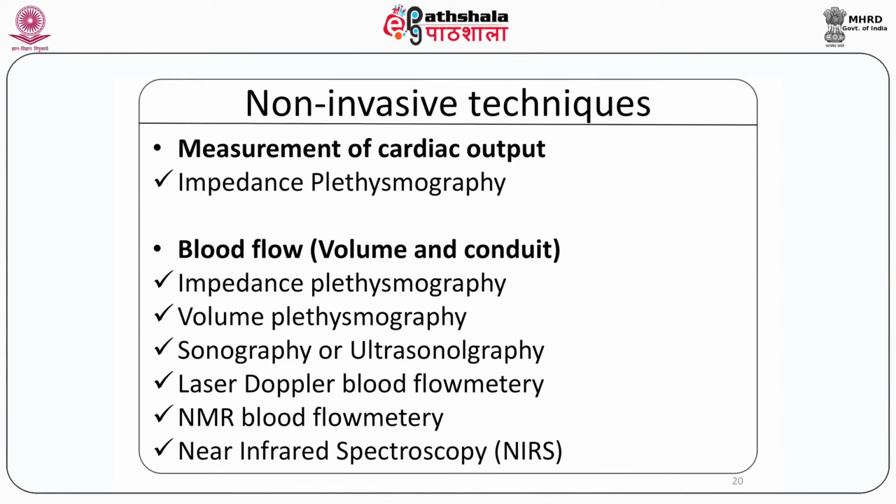Among the list as shown before, there are various non-invasive techniques. For the measurement of cardiac output, we can use impedance plethysmography. For measurement of blood flow to extremities, we can use impedance plethysmography and volume plethysmography. For measurement of blood flow to an organ, we can use sonography or ultrasonography, laser Doppler blood flowmetry, NMR blood flowmetry, near infrared spectroscopy and PET.